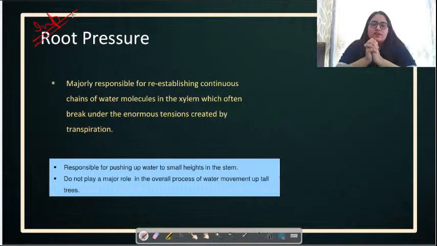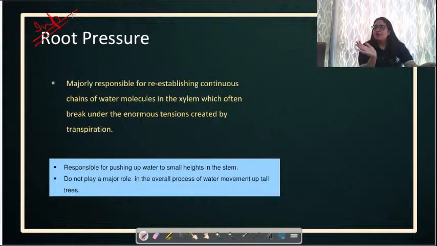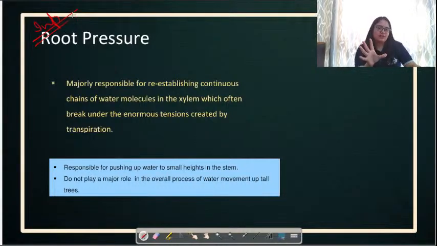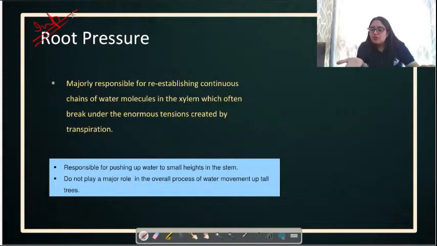So root pressure is responsible for pushing water. It is a positive hydrostatic pressure, and it is responsible for pushing water upwards, against gravity, but to a very small height. The effect of root pressure can be seen very nicely only when a plant is of short height, like in a herbaceous plant, right? When the stem length is quite small, then the movement of water up due to root pressure can be seen.